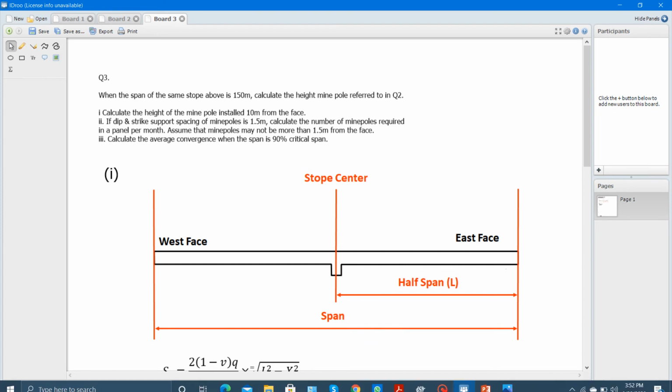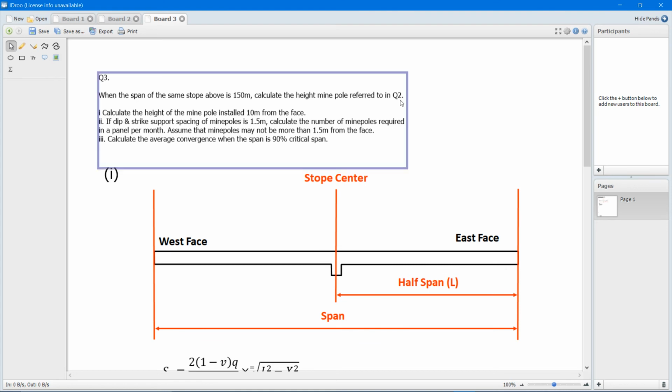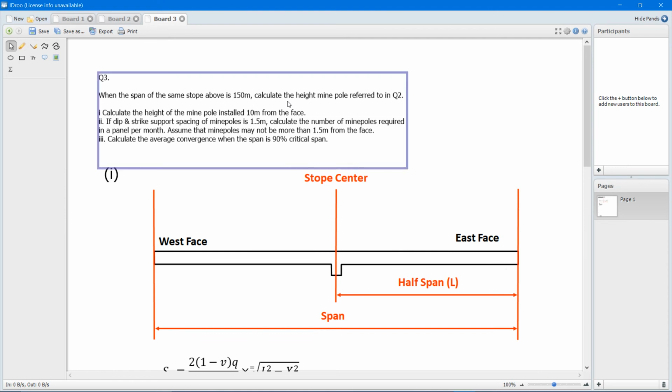When the span of the same stope is 150 meters, calculate the height of the mine pole referred to in question 2. Okay, calculate the height of the mine pole installed 10 meters from the face. Now, in question 2, the span has now increased of the same stope to 150 meters. We are now being asked to calculate the height of the mine pole that has been referred to in the previous question. So we want to see how much convergence has happened.